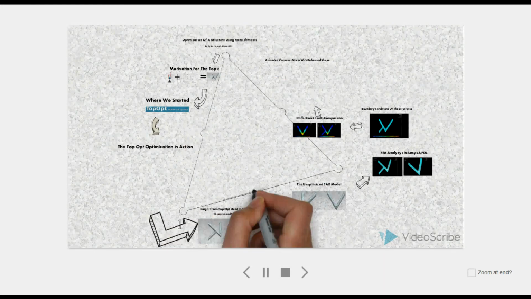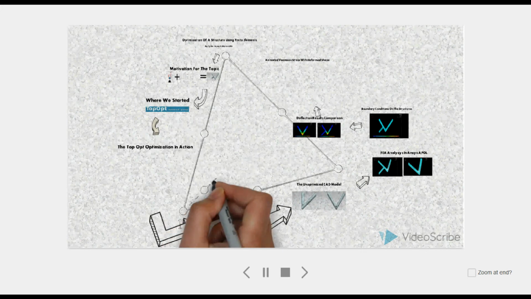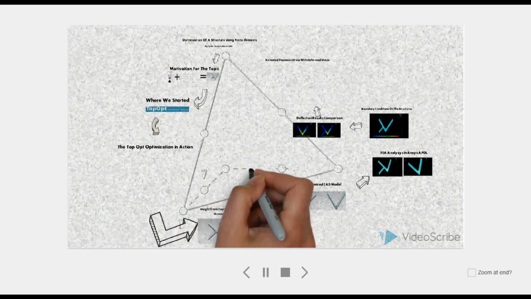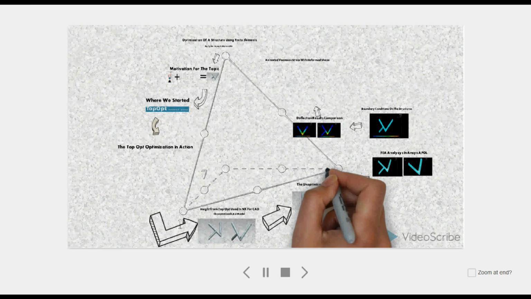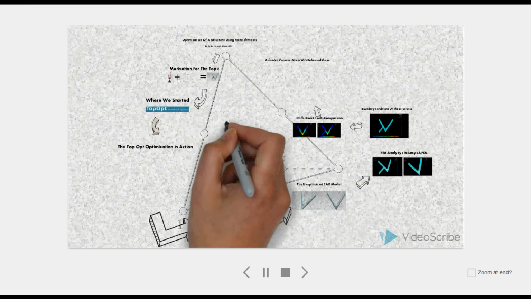The stress and deflections were smaller in the optimized structure, even though the optimized structure had a slightly smaller volume than the unoptimized structure.